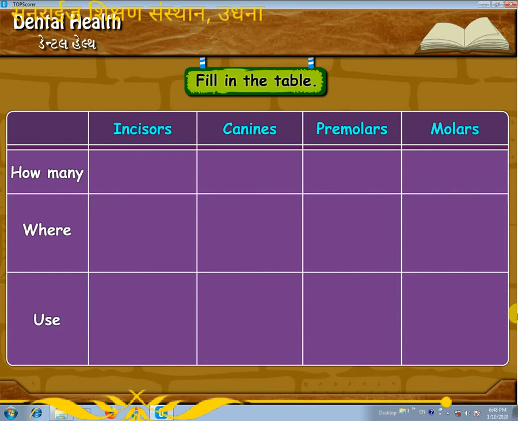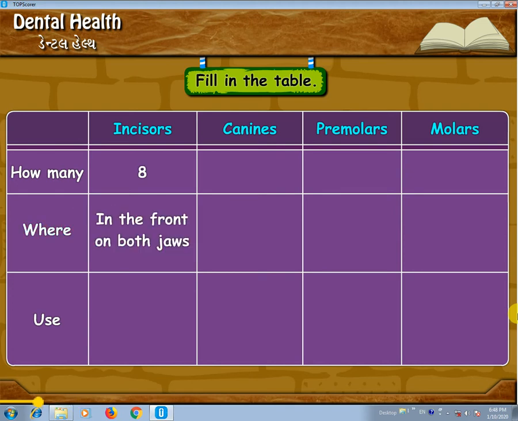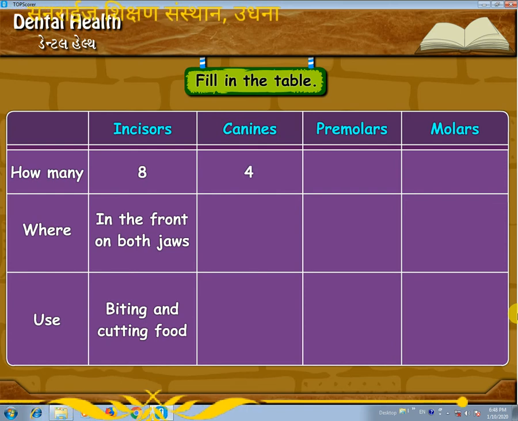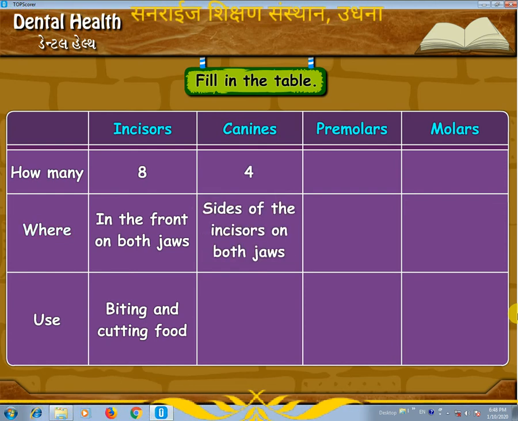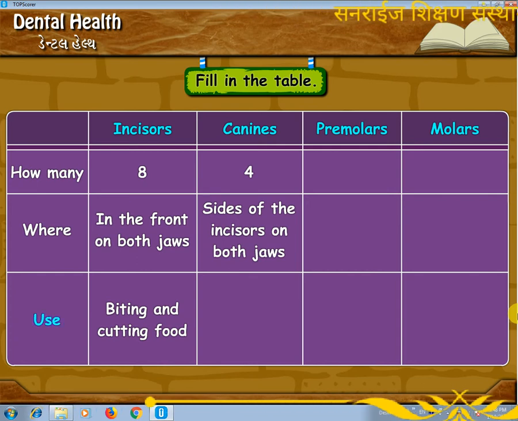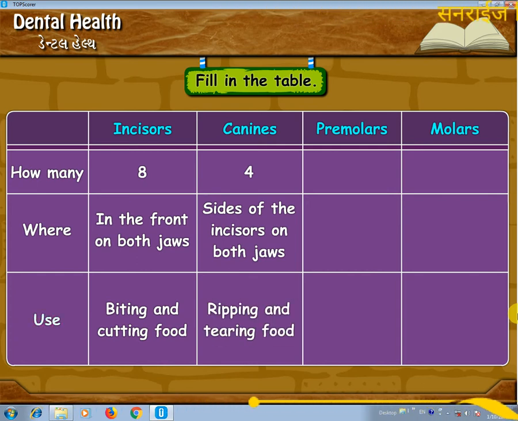Now, based on the information we just read, let us fill this table. Incisors. How many? 8. Where? In the front on both jaws. Use: biting and cutting food. Canines. How many? 4. Where? Sides of the incisors on both jaws. Use: ripping and tearing food.